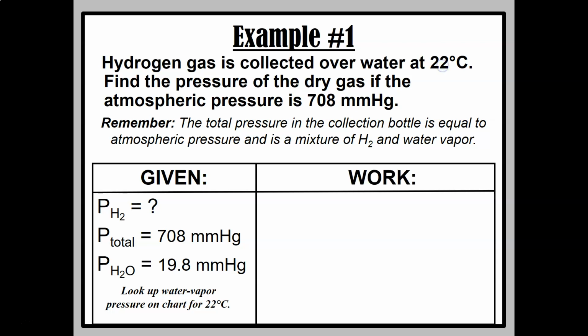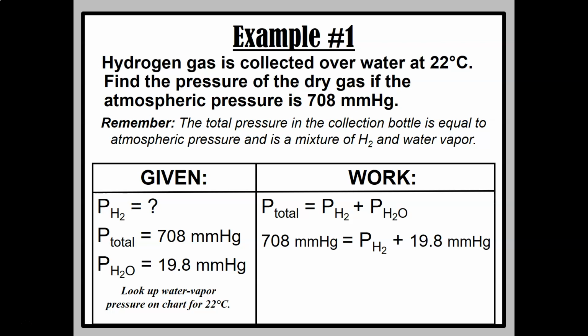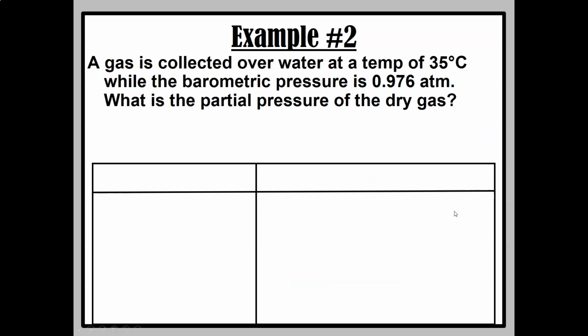So now all I have to do is subtract, right? I'm going to find out that even though the whole overall pressure in the container was 708, only 688.2 millimeters of mercury were coming from the hydrogen. So that's going to allow me to find my pressure of the dry gas. All right, one more.